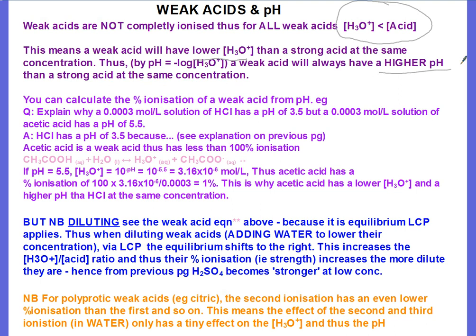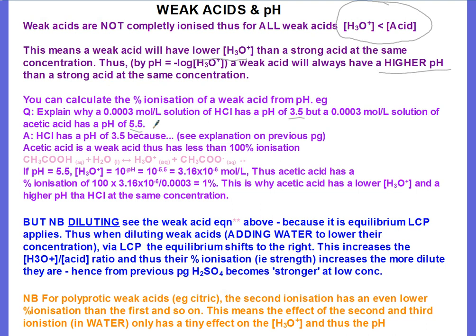The question says, explain why a 0.0003 mole per liter solution of HCl has a pH of 3.5, but a 0.0003 mole per liter solution of acetic acid has a pH of 5.5. Now, both these acids are at the same concentration. They're both monoprotic, so why does one have a different pH to the other?